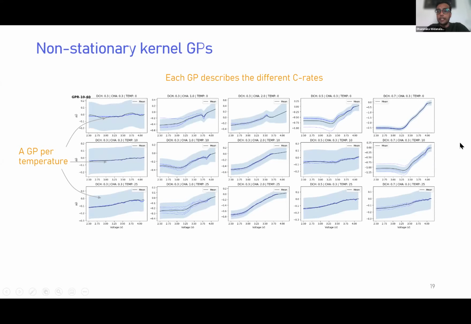And each column are the different C rates. So the way it works is we have one Gaussian processes model describing the different C rates per temperature, but then we need different Gaussian process models per temperature. So what this is telling us is that we can describe the C rates fairly well, but there's a distinct difference in the kernel functions when it goes to the different temperatures, right? So you can't use the same kernel to explain the different temperature behaviors, and of course we tried that method and it starts to fail, so we had to separate them out.